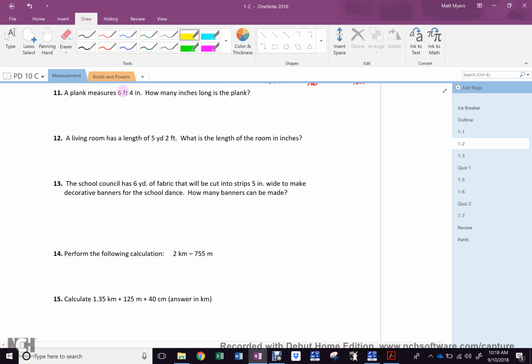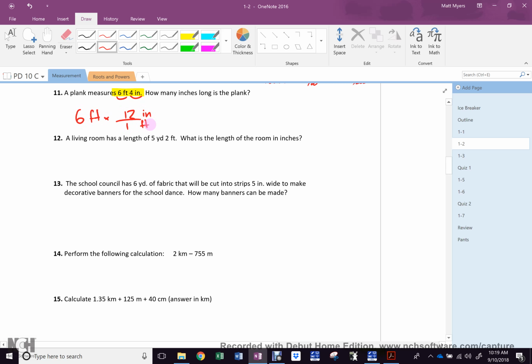Do I care in the original? Do I care about the feet or the inches? I've already got the 4 inches. Do I have to do anything with it? So I only care about what? The feet. So I got to go 6 feet and I want inches. So it's 12 over 1, right? Because 12 inches is 1 foot.